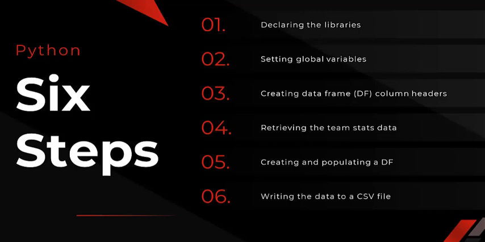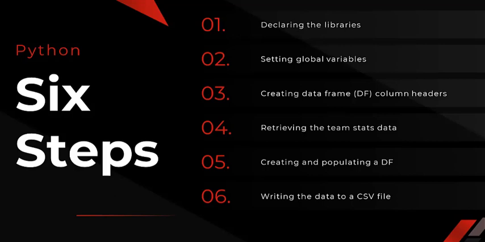The final part of the application involves writing the team stats data to a CSV file using the pandas to CSV function. This function takes the pandas data frame and writes it to a CSV file that can be easily opened in a spreadsheet program like Microsoft Excel. The CSV file will be saved to the current working directory, and the file name will be dynamically generated based on the season and league variables.